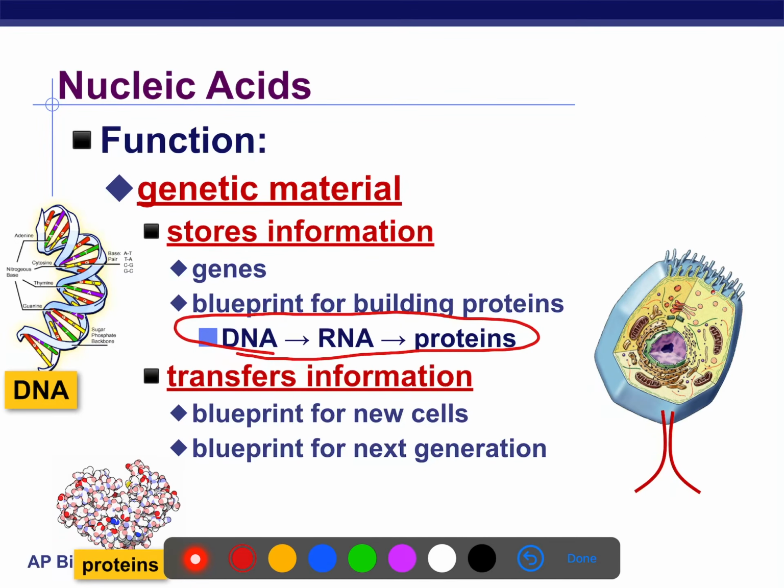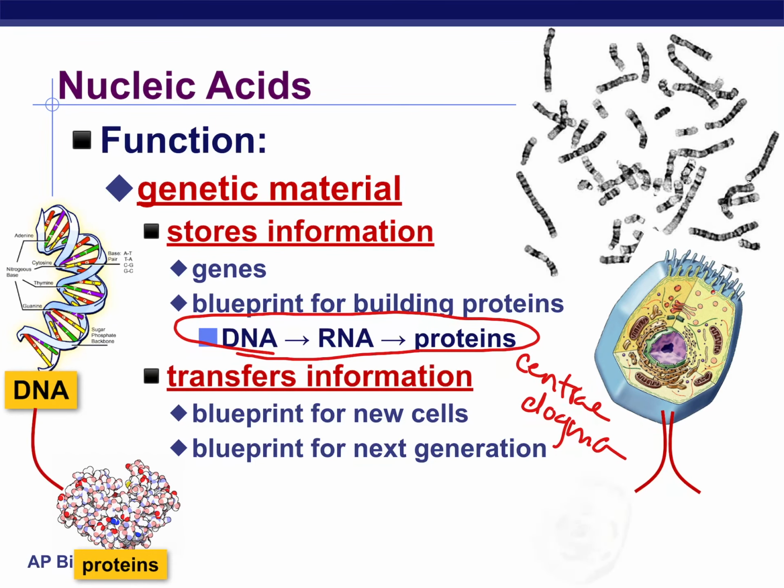And we know that we do that. DNA goes to RNA, goes to proteins. That's our central dogma. And so we transfer information. And this is what we pass on to the next generation. So your DNA is what you're going to pass from parent to child.